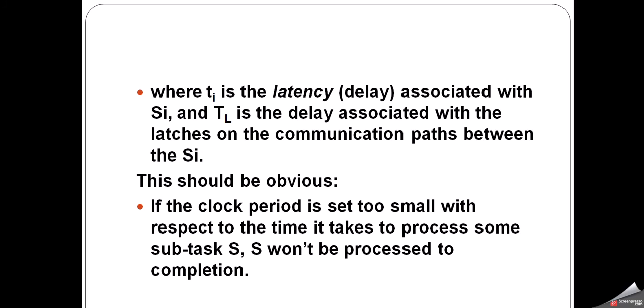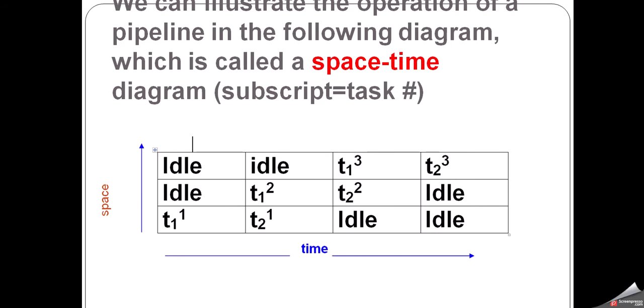Right, and so it should be obvious to you, just by looking at the problem for a second or two, that if the clock period is set too small with respect to the time it takes to process some subtask, S cannot be processed to completion. So what I'm showing you here is what's called a space-time diagram. Space on the vertical axis, time on the horizontal axis. In other words, I've got 3 stages, only 3 stages. I could have had 100 if the task had been very complicated.